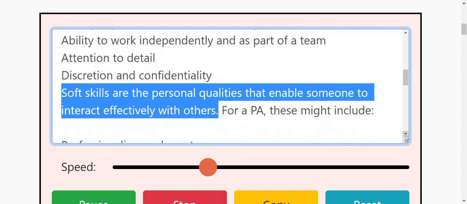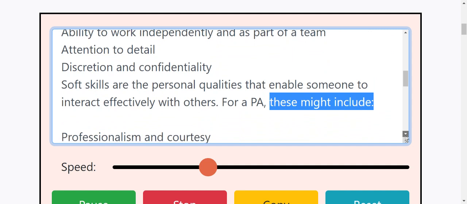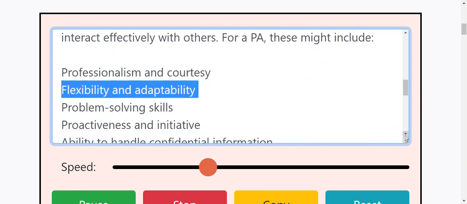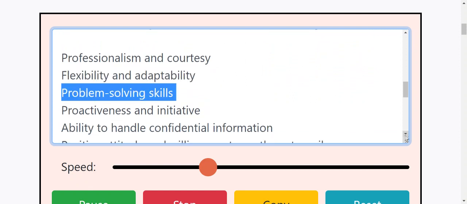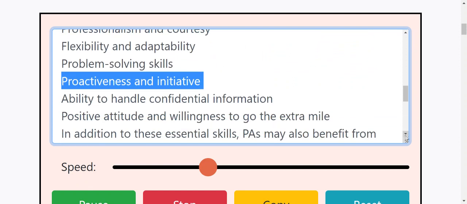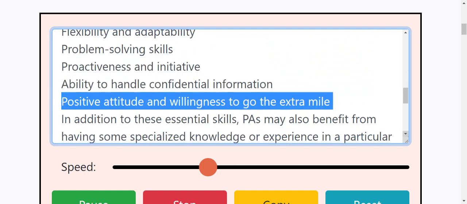Soft skills are the personal qualities that enable someone to interact effectively with others. For a PA, these might include professionalism and courtesy, flexibility and adaptability, problem-solving skills, proactiveness and initiative, ability to handle confidential information, positive attitude and willingness to go the extra mile.